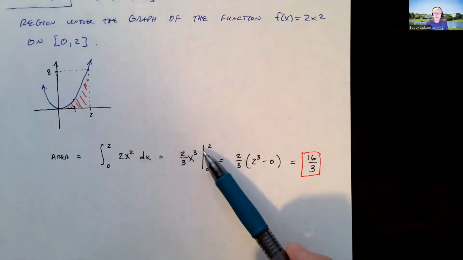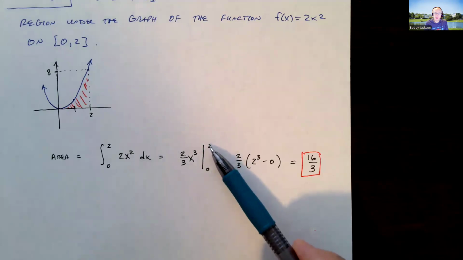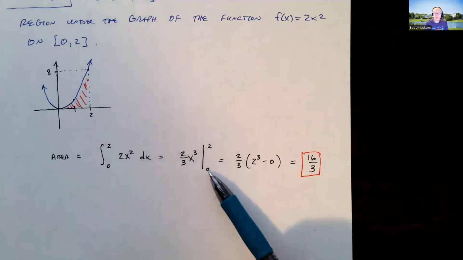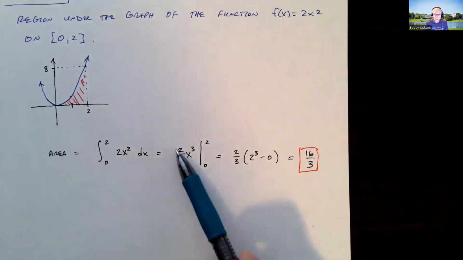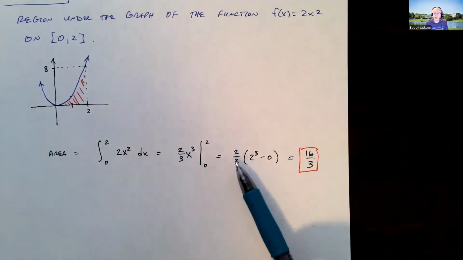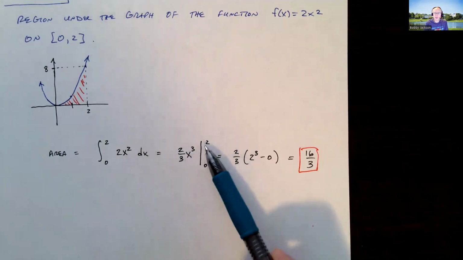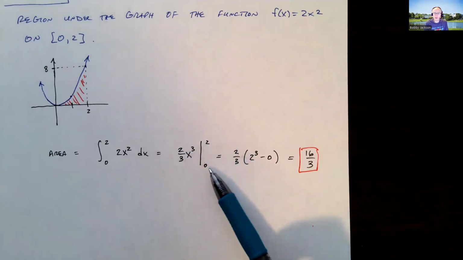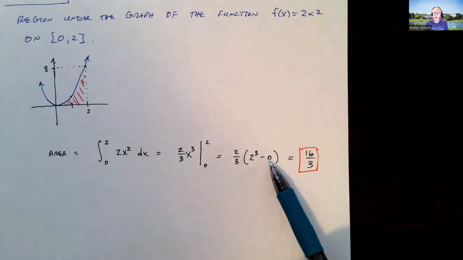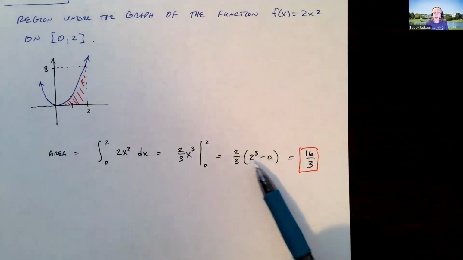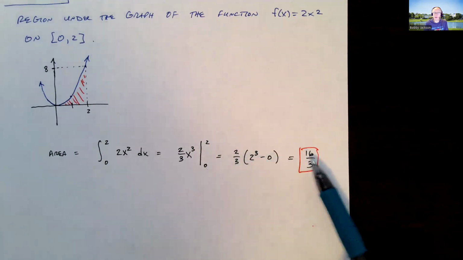So again, we're going to use the evaluation bar. We're going to evaluate this antiderivative at the upper limit of 2, at the lower limit of 0, and then we're going to subtract. I'll go ahead and just factor this 2/3 out. And so we'll look at x cubed, where x is 2, minus 0 cubed, which is 0. 2 cubed being 8, this becomes 8 times 2/3, or 16/3.